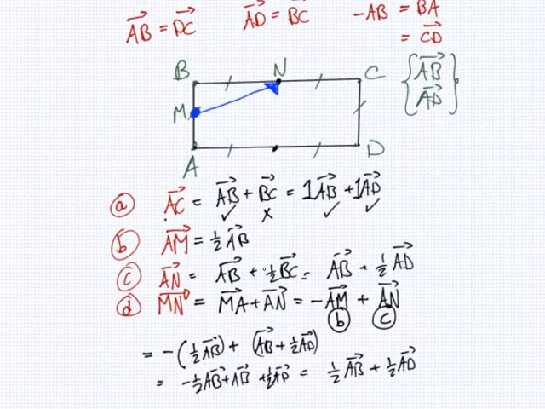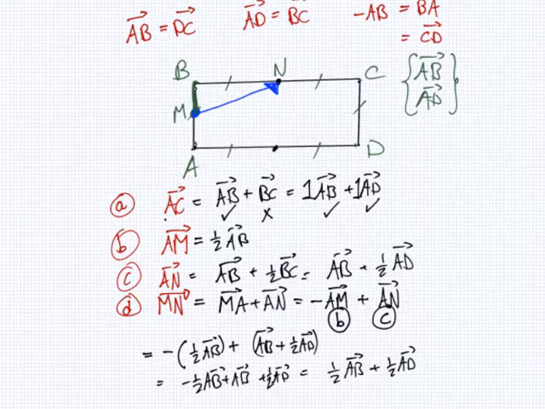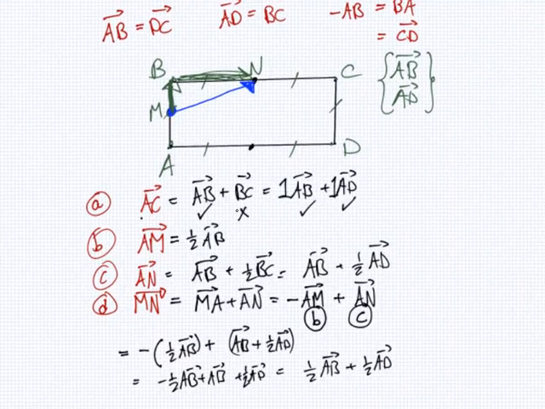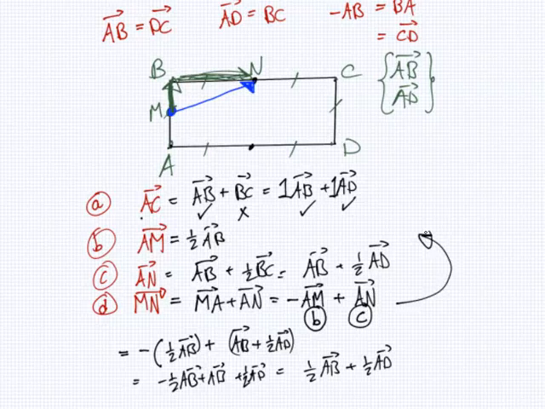Now, you didn't have to do it that way. In fact, if you look at the picture carefully, you could see that this part here is a half of AB, and this part here is a half of BC, which is the same as AD. But for more difficult questions, it becomes harder to see that. So sometimes it's convenient to look at the previous answers to get the answer.